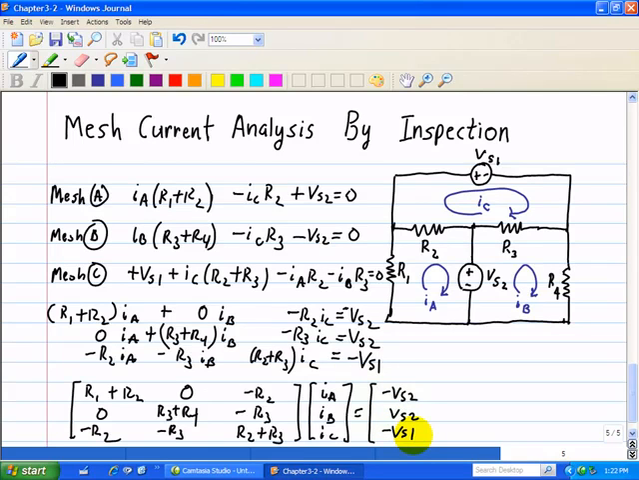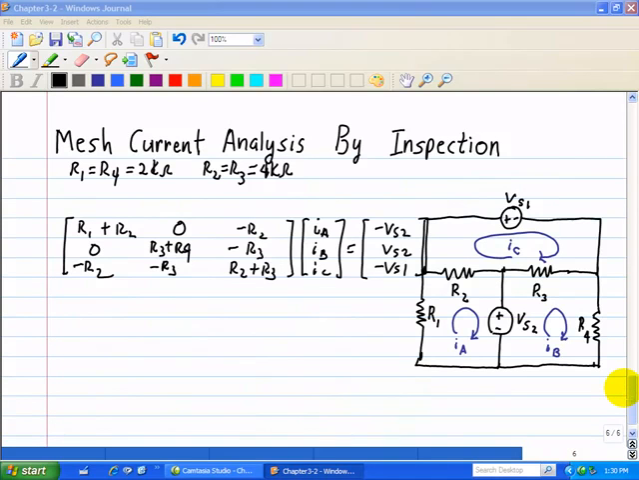Here, when VS2 is in the same direction as IA, then it's a minus VS2. Here VS2 and IB are in opposite directions, so we have a positive VS2. We have IC in the same direction as the polarity of VS1, so that's a minus VS1. So just think of the voltage sources: if they're in the same direction, it's a minus VS1, minus VS2, since they're supplying voltage, and if they're opposite, then it's a positive VS2, in this case for mesh current IB.